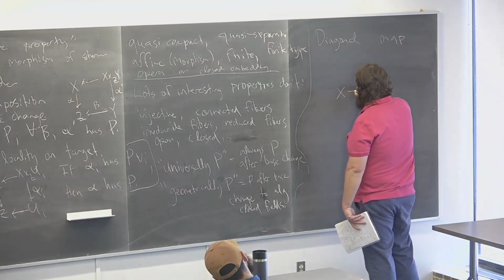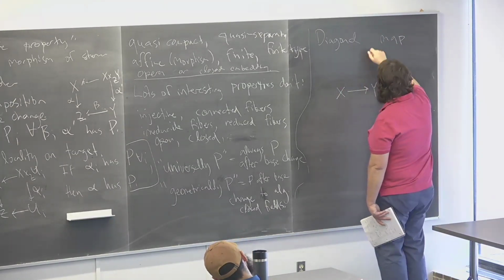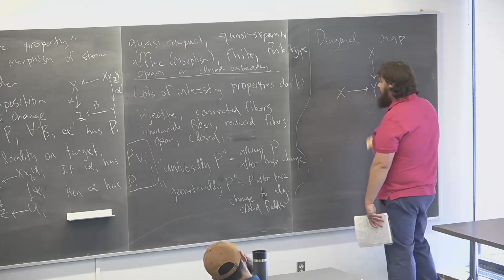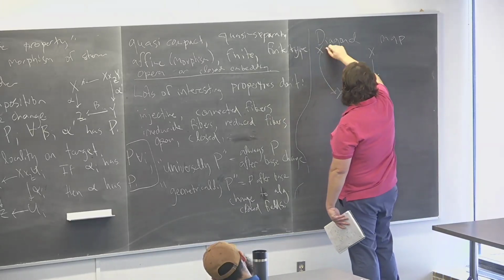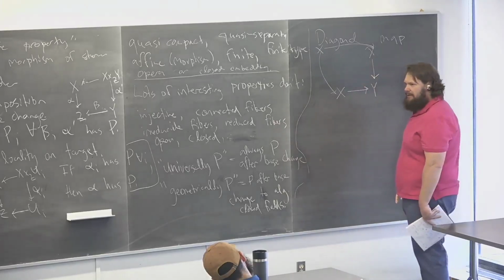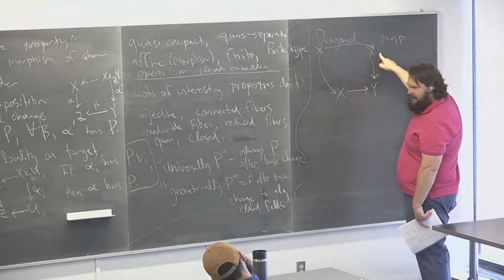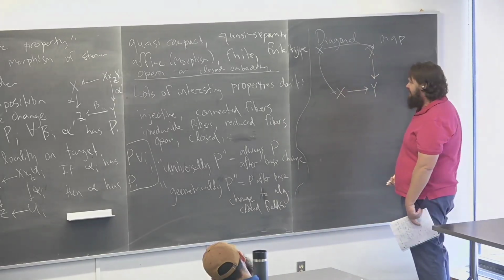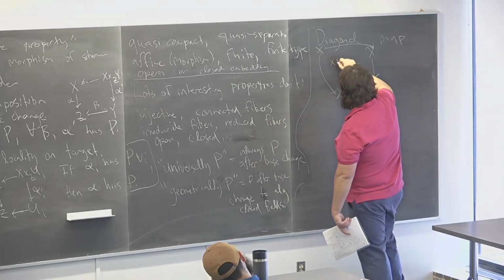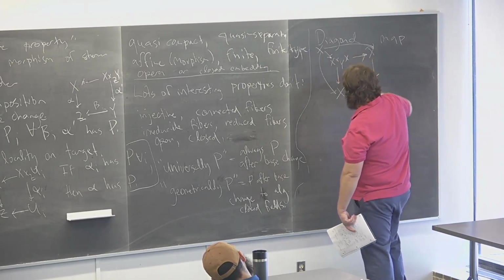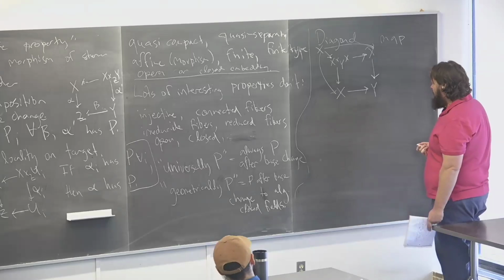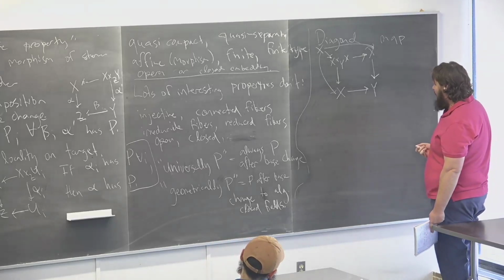So this is, if I have X mapping to Y, I can look at a second copy of X mapping to Y. And of course, if I put X here, I can map that to X and map that to X by the identity. And of course, this diagram commutes. So I obtain a map from X to X times X over Y.